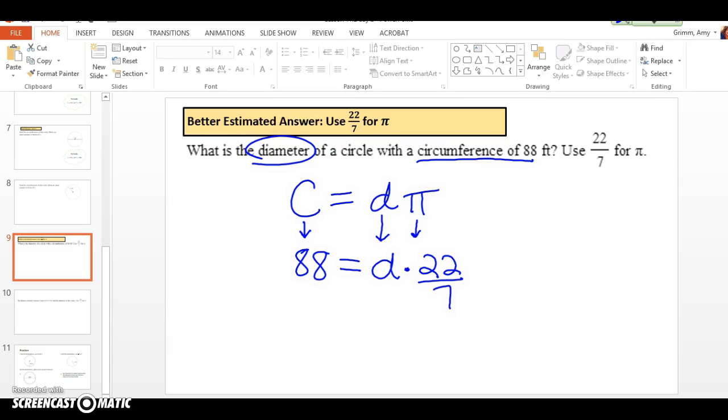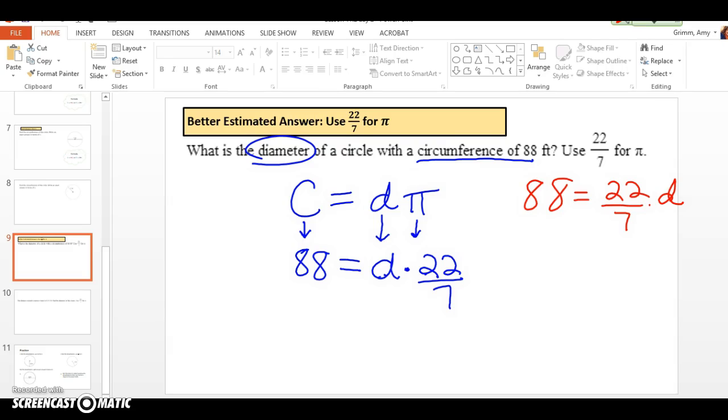Now, I have taught you how to do this. Let me rewrite it so it looks a little bit more like a one-step equation. I'm going to flip-flop these two so that I write it correctly. So this would be 88 equals 22 over 7 times d. Is that okay? I just switched the order. That's a one-step equation.